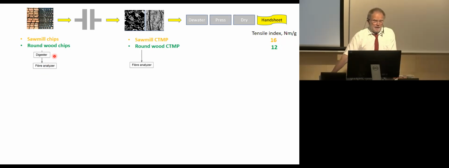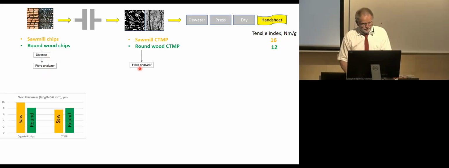So then we took the digester here, so we could dissolve the fibers and run them through the fiber analyzer. So we got this. Here you have the wall thickness. Here you have the digested chips, and here you have the CTMP. And you can see that there are more thick-walled fibers in the sawmill chips. But surprisingly, the ranking is the other way around in the process. You can see they are more thick-walled out in the pulp.